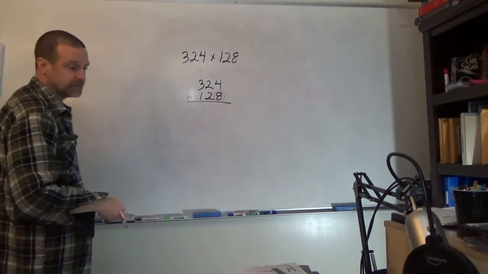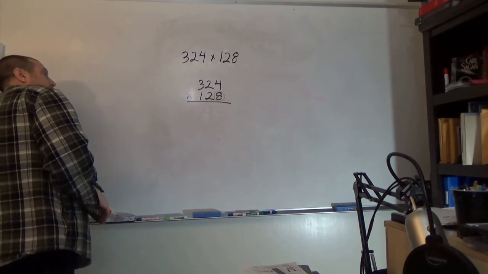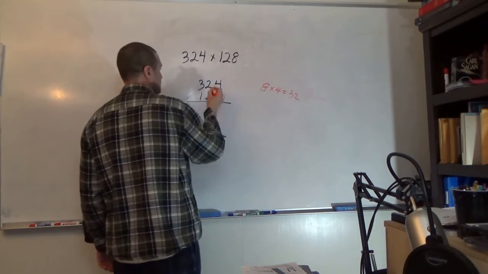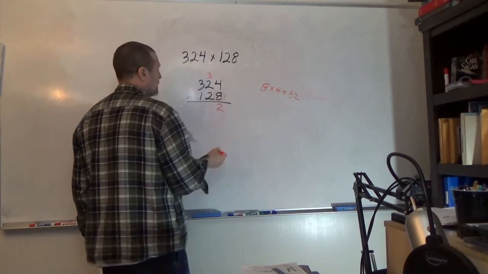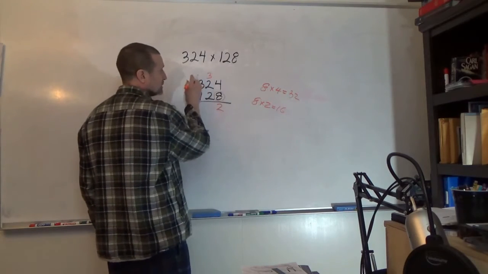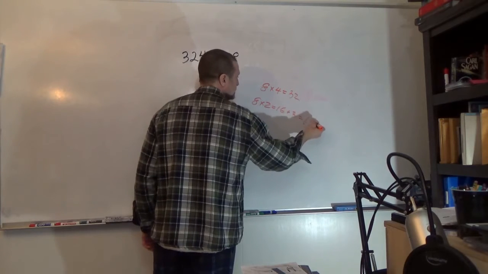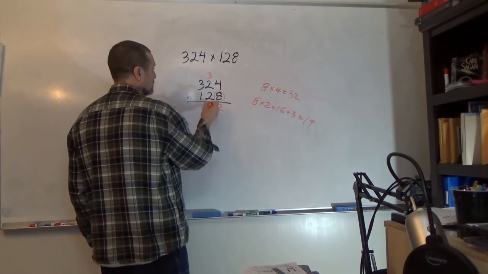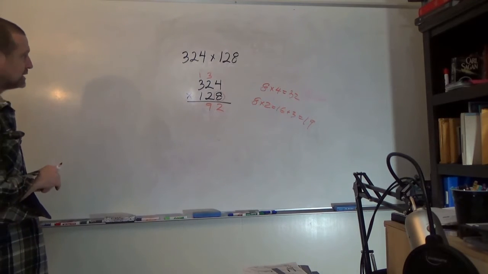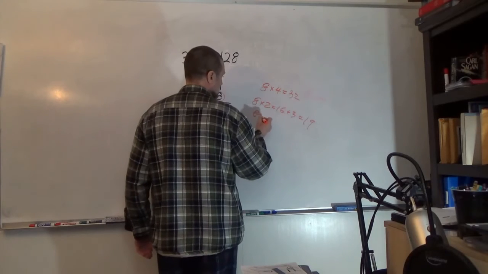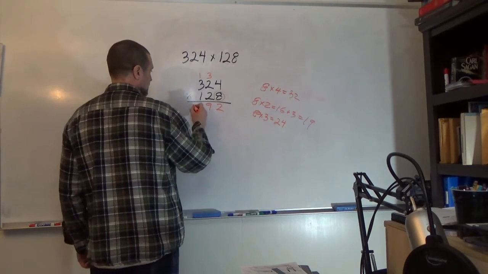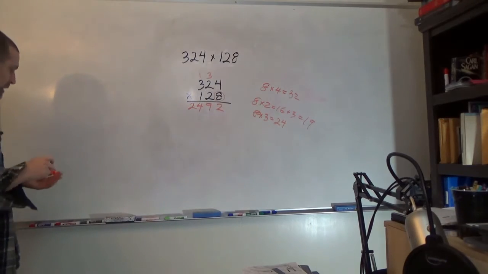So 8 times 4 is 16 and 2, 32. So we put the 2 on the bottom, put the 3 on the top. Then 8 times 2 is 16. Plus 3 is equal to 19. So we put the 9 on the bottom. We put the 1 on the top. Now, 8 times 3. 8 times 3 is 24. Don't have another column, so we're just going to write 2, 4.